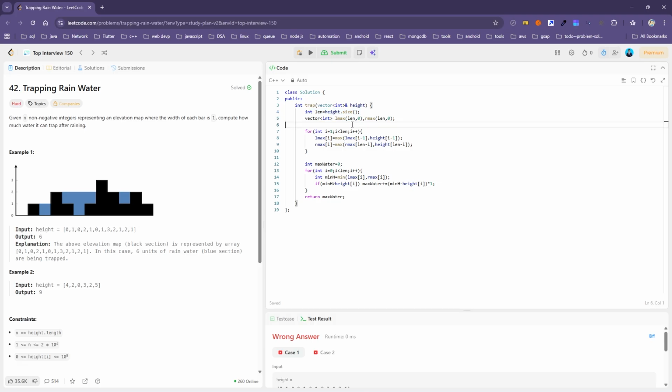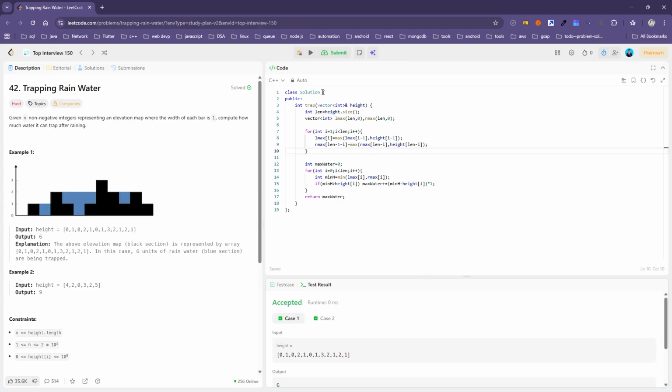So we initialize length, Lmax and Rmax are 0. Then Lmax at i will be the maximum of Lmax at i minus 1 and height of i minus 1, that's correct. Okay, so Rmax we have to fill from the right side, not from the left side. So Rmax of length minus 1 minus i. So Lmax will start filling from the left-hand side and Rmax will start filling from the right-hand side. So Lmax at the ith index will give us the maximum height bar toward the left. Rmax at the current index will give us the maximum height bar found until now from the right-hand side. Okay, so our initial test case has been passed and now we will submit this.